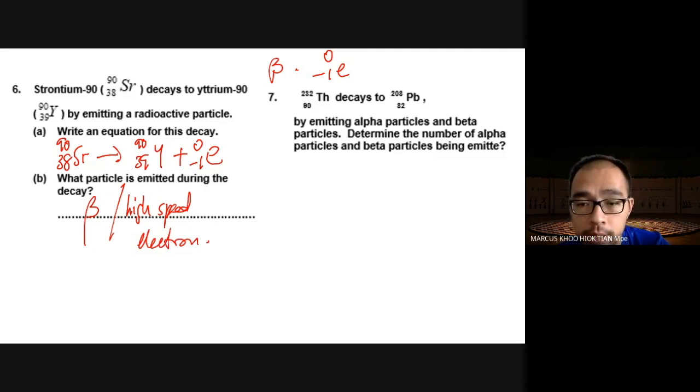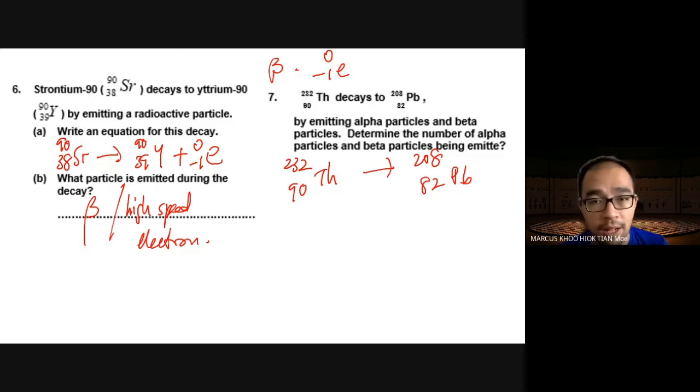Hold on, let me just check something. Thorium 232 decays to become 208 plumbum by emitting alpha particles and beta particles. This is a very common question. How do you make thorium 232 90 become plumbum 208 82 with a series of alpha and beta particles?